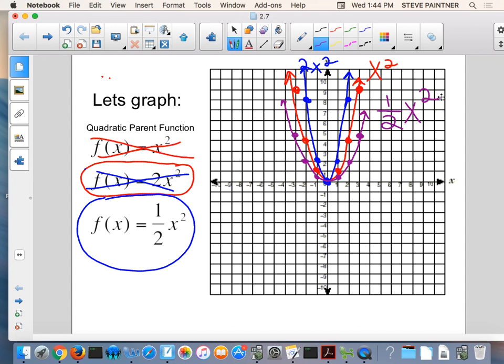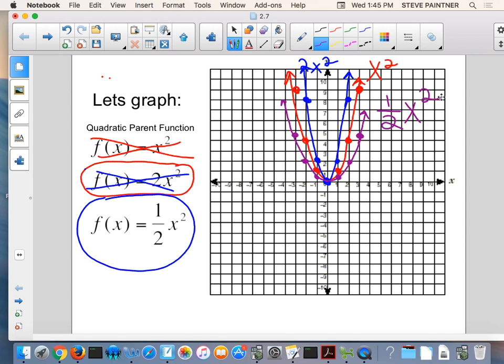So, which one's the stretch? The 2x squared or the 1/2 x squared? The 2x squared. This is called the what? Compression. Now tell me why something stretches. Why does a parent stretch and why does a parent compress? What kind of numbers, when you multiply the y value, make the y values bigger? 2 made it bigger. 3 would make it bigger. A number above 1. That's all it is.